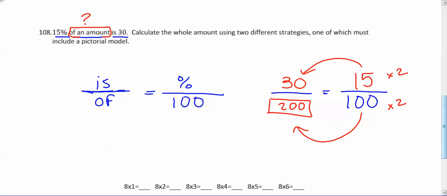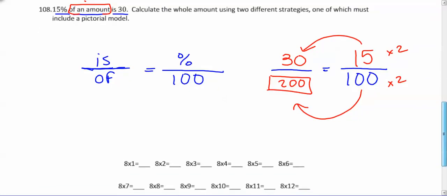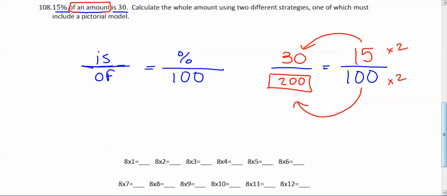Okay. I'm going to quickly write this down because I want to show you something on your homework before class is dismissed. So your answer is 200. Okay. Go to page 90, please. That's your homework.